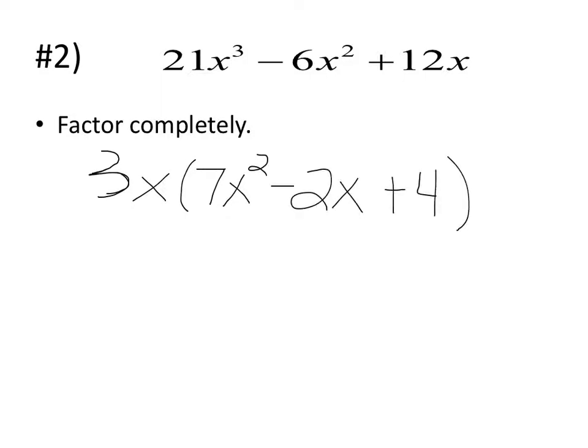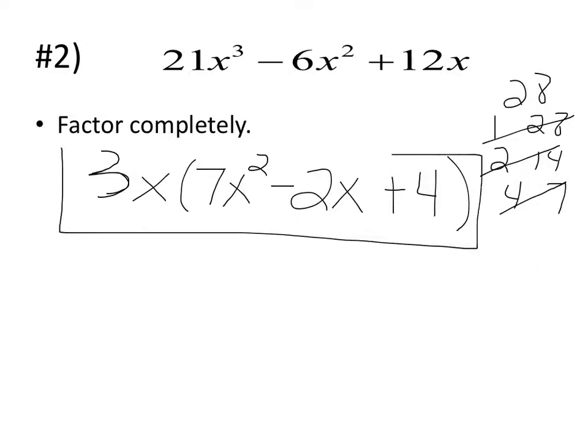Okay, then I need to factor what's in the parentheses. So I'm going to multiply my coefficient of my first term and my last term together to get 28. List the factors of 28, which is 1 and 28, 2 and 14, and 4 and 7. Then I'm going to decide which of my factors are going to give me my middle number, which is 2. Well, 1 and 28 can never give me 2, 2 and 14 can never give me 2, and 4 and 7 can never give me 2. If that's the case, then this is as far as it can be factored, and that's your final answer.